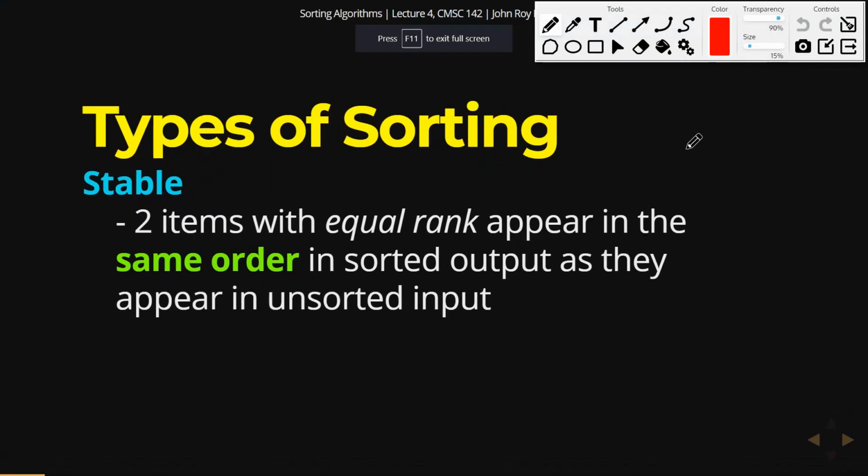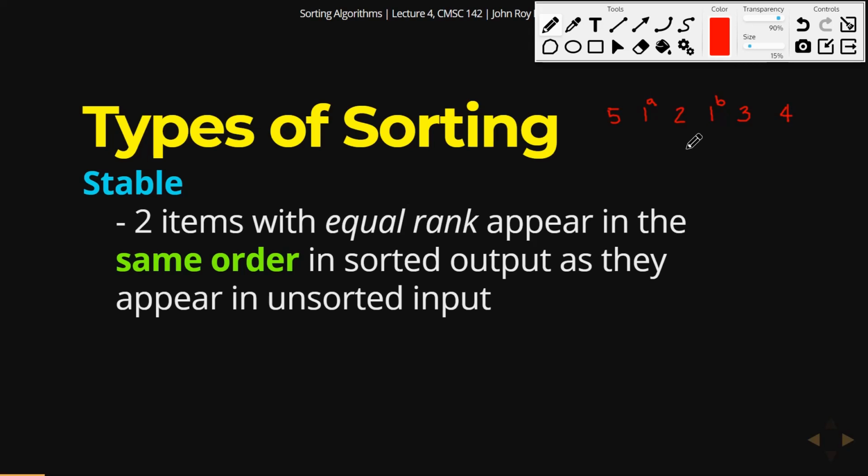Let's say that our input is 5, 1, 2, 1, 3, 4. Now we have two 1s in the input. So let's name this 1A and 1B, just to distinguish between the two.